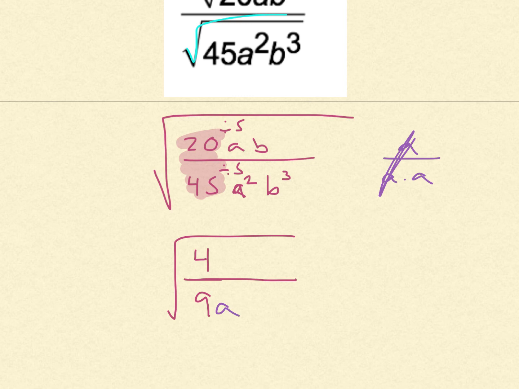And now let's look at our b's. So we have how many on the top? 1. And how many on the bottom? 3 on the bottom. So 1 on the top cancels with 1 on the bottom. How many are we left with? 1. On the top or on the bottom? 2 on the bottom.